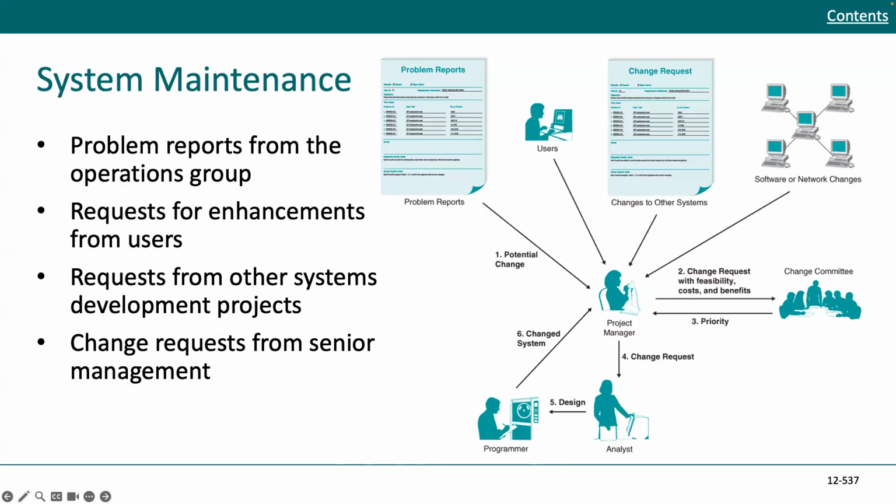So in terms of system maintenance problems, reports from the operation group, they deal with this. They handle the request for enhancements from users. They deal with the request for other system development projects and also handle the change requests from senior management.